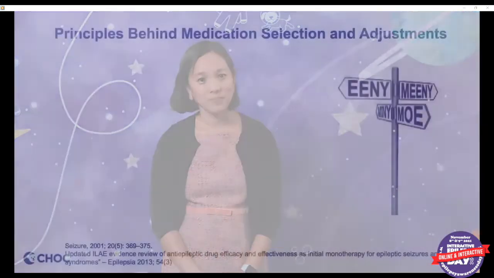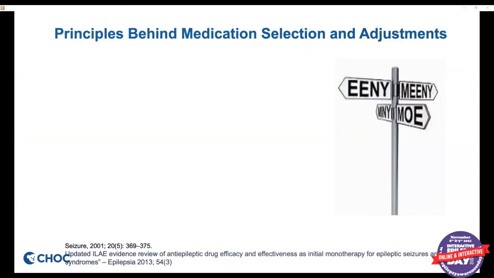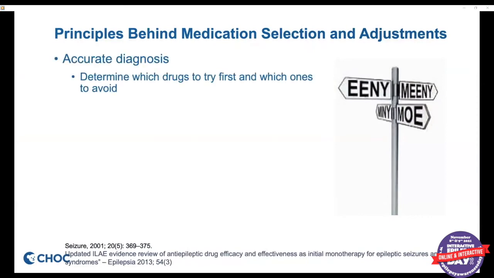AEDs that work at multiple target sites, such as Depakote, Felbamate, topiramate, and rufinamide, tend to work for multiple seizure types. When it comes to choosing medications, selecting the right one starts with having an accurate diagnosis for the seizure disorder you or your child has. This will determine which drugs should be tried first and steer us away from ones that should be avoided.